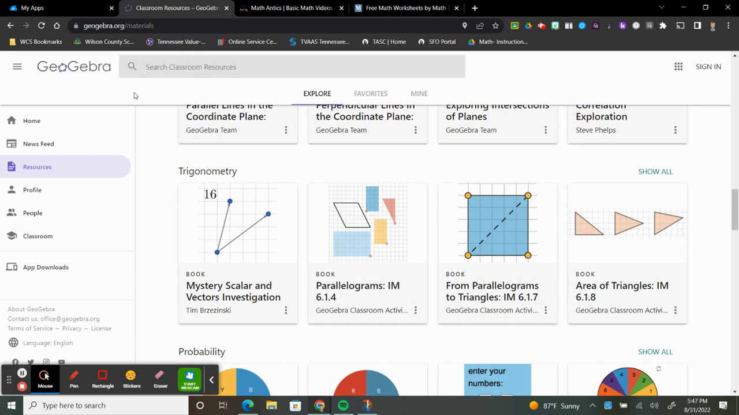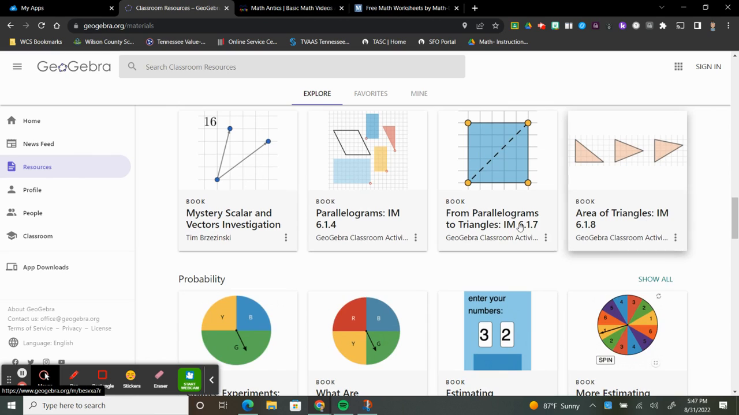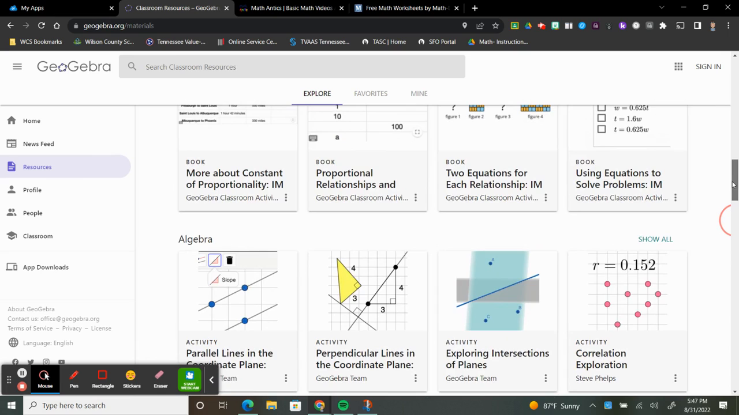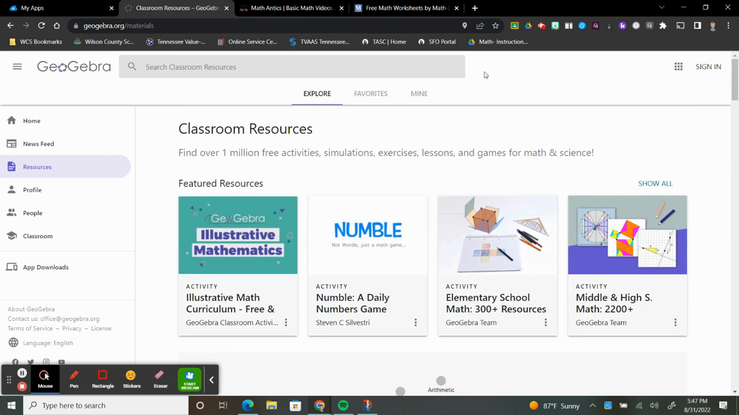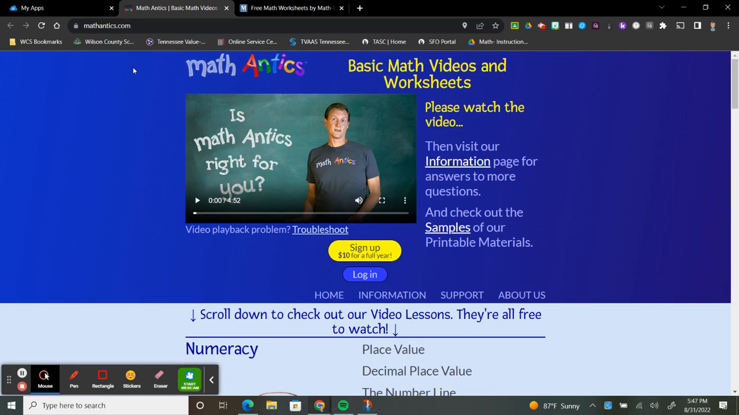GeoGebra is a resource I found recently. I had the students actually go to GeoGebra when we started three-dimensional shapes and finding surface area so that they could start looking at nets and that kind of stuff. So geogebra.org, that's another great resource. They can get on there. They can look at area of triangles, parallelograms to triangles, different things that we've talked about in class. And they can even explore things that they might be seeing on ALEKS topics that maybe they're not 100% sure about. So again, GeoGebra is another good resource as well. It's very interactive for them.